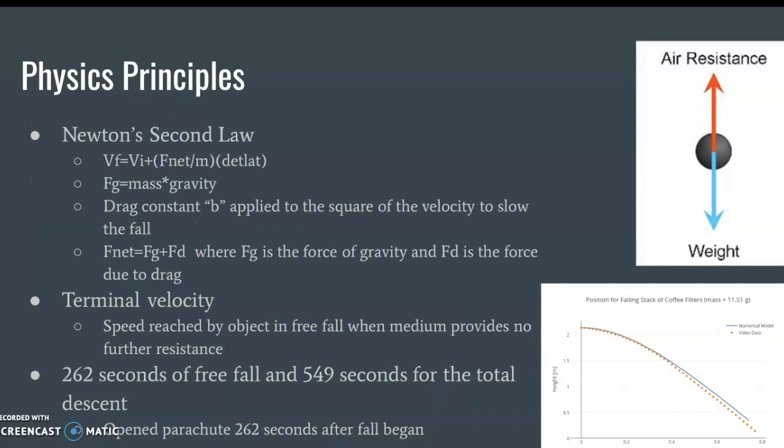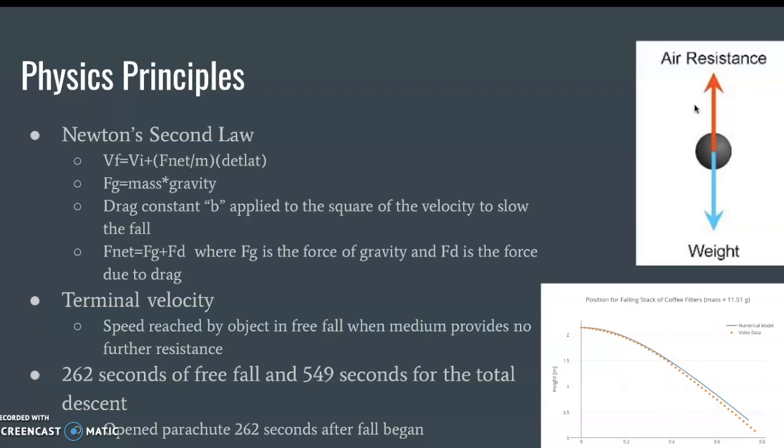So the physics principle at play here is mainly Newton's second law, where your final velocity is an iterative sequence: the initial velocity plus the net force over mass times delta t. Your force of gravity is your mass times the gravity constant, and you have a drag constant being applied to the square of the velocity to slow the fall. With all of these combined, you have the sum of the force of gravity and the force of drag to get your net force.